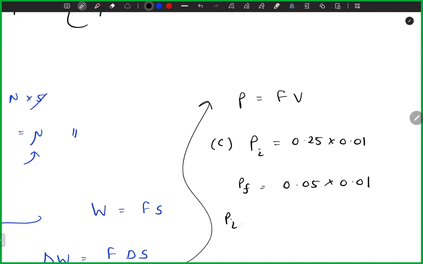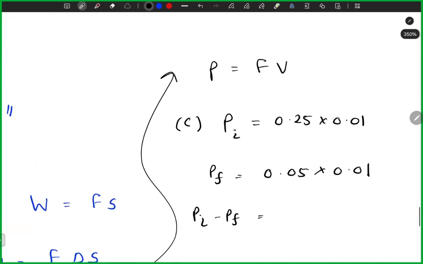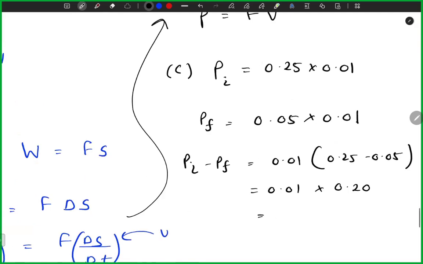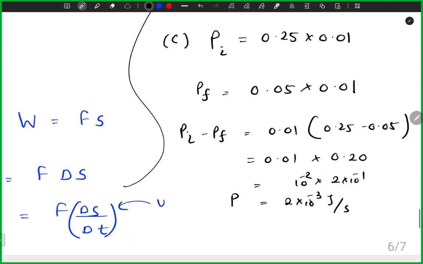If I subtract Pf from Pi, what do I get? 0.01 out, and then 0.25 minus 0.05. Then I get 0.01 times what? 0.20. Right? So 2 times 10 to the minus 1 times 10 to the minus 2. And we get 2 times 10 to the minus 3 joules per second. Yeah, so it'll be 0.002 joules, right? So the answer is 0.002 joules. Okay.